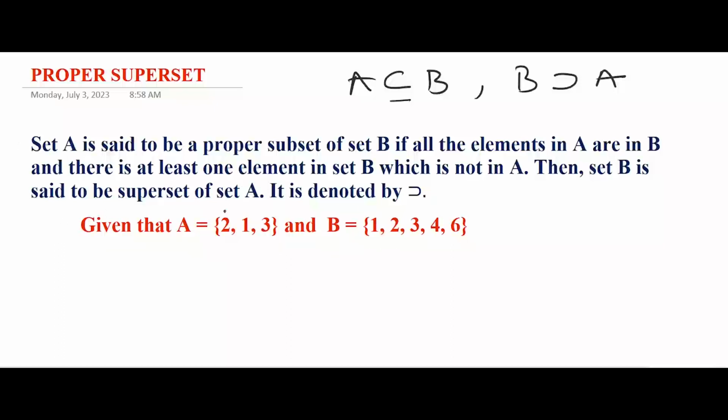So let's check this. 2 is here, 2 is here, 1 is here, 1 is here, 3 is here, 3 is here. Okay, the first condition is met. Now the second condition is that there should be at least one element here in set B which is not in set A. So the second condition is also met. So that means we can say set A is a proper subset of set B. That means set B is a proper superset of set A. As simple as that.